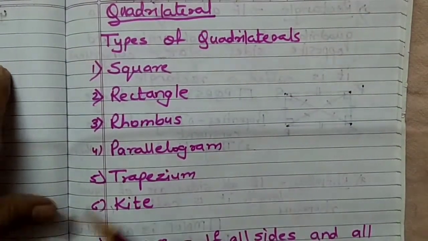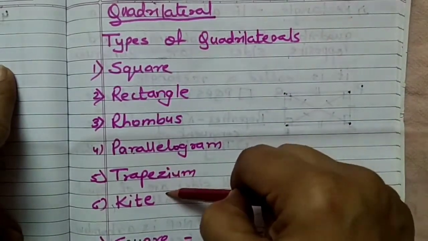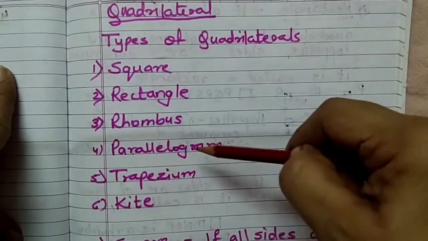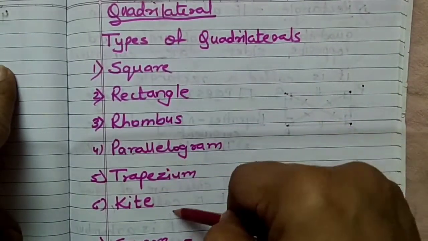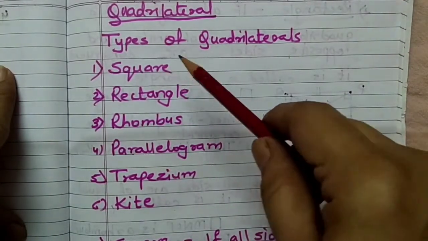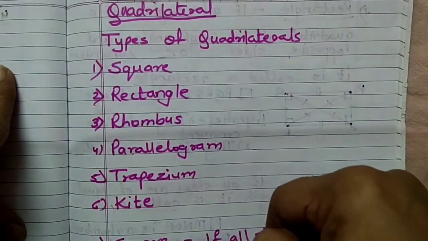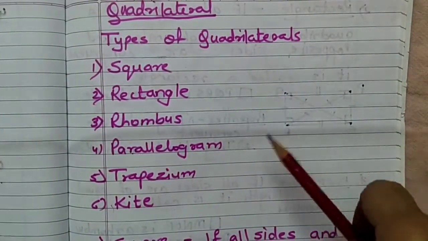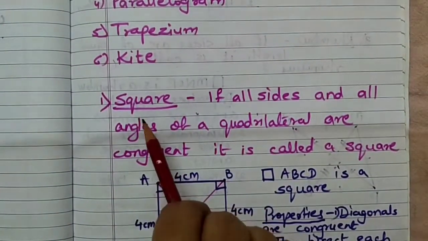Now, as you can see, I have written here types of quadrilaterals. There are 6 types of quadrilaterals which we have to study. The first one is square, rectangle, rhombus, parallelogram, trapezium, and kite. These are the six types of quadrilaterals, and you have to study the properties of each type. Some properties are common to all quadrilaterals, and some properties are different which make them a separate quadrilateral. Now let us start with the basic quadrilateral, that is square, which all of us have known for many years.